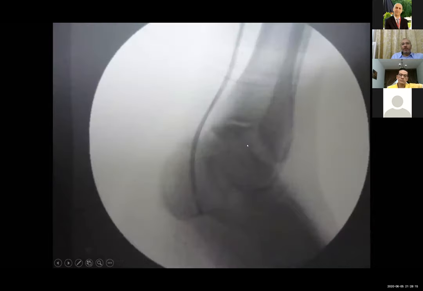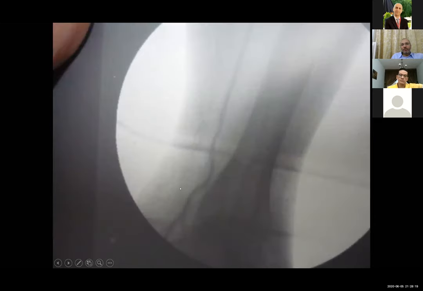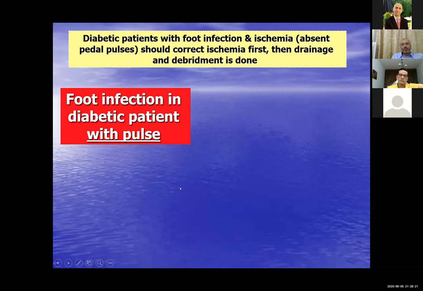We managed to pass the wire to the posterior tibial artery until the arch of the foot. Then we made balloon angioplasty of the posterior tibial artery, and then we got good flow to the posterior tibial artery and the posterior tibial pulse again.